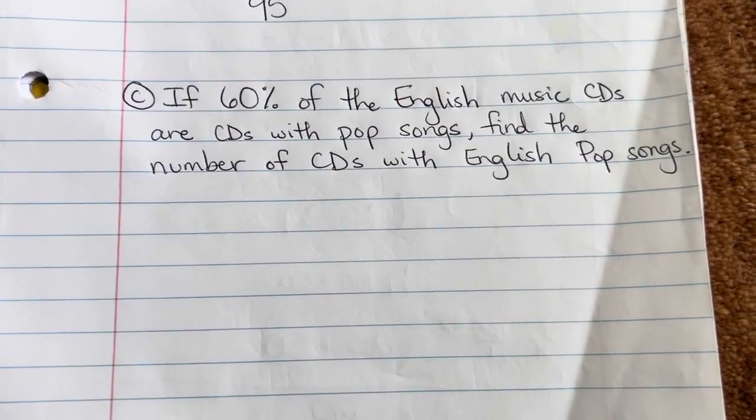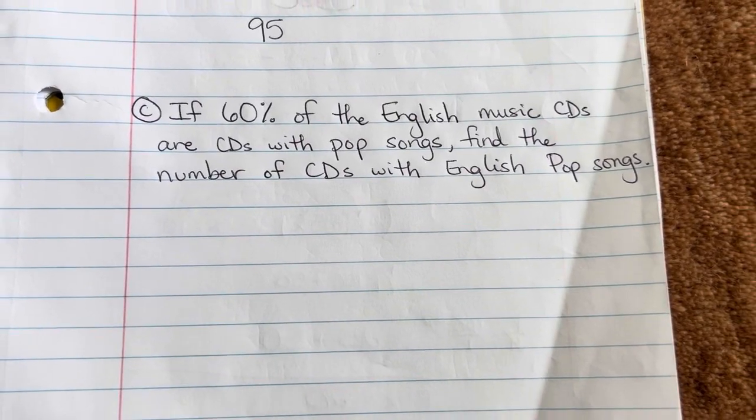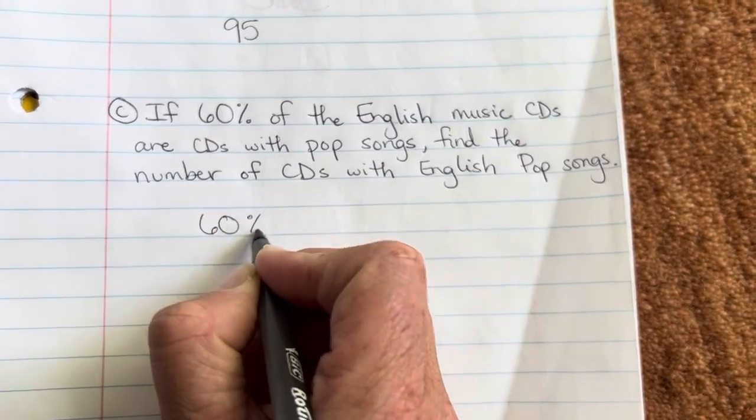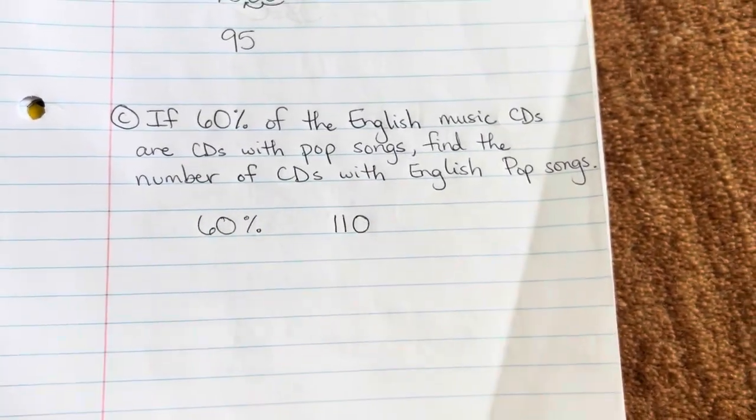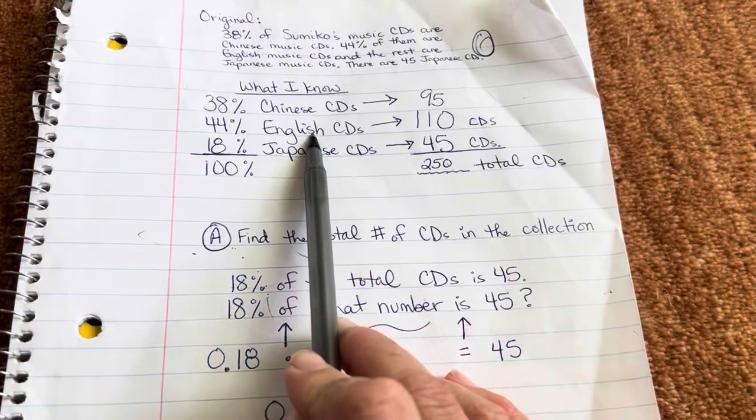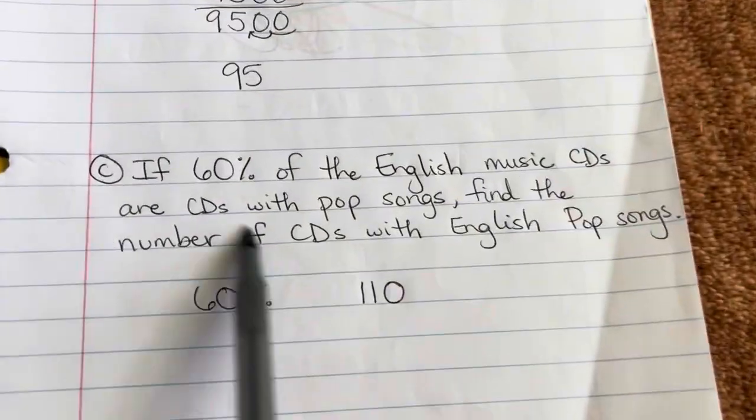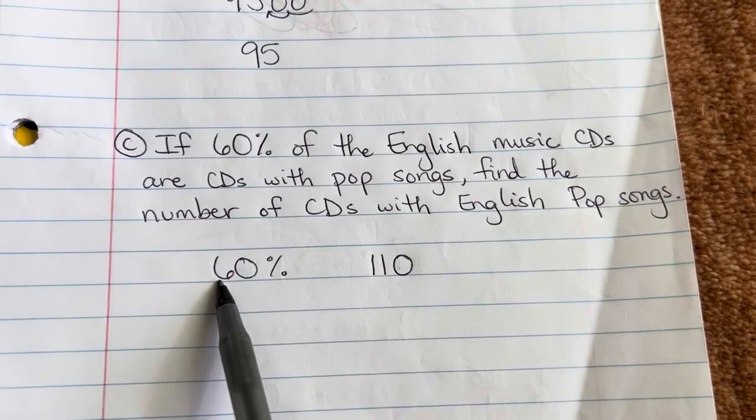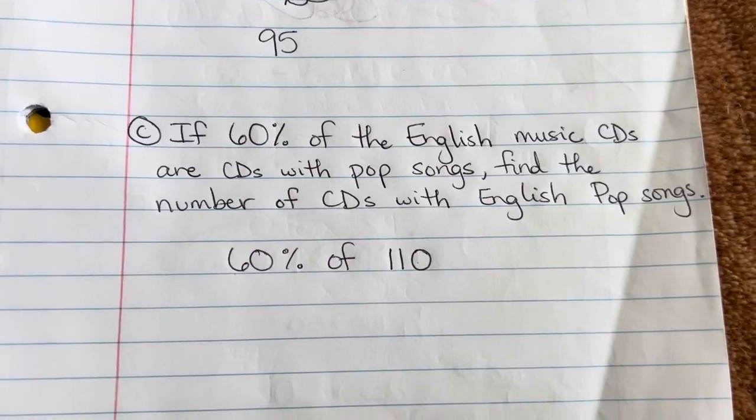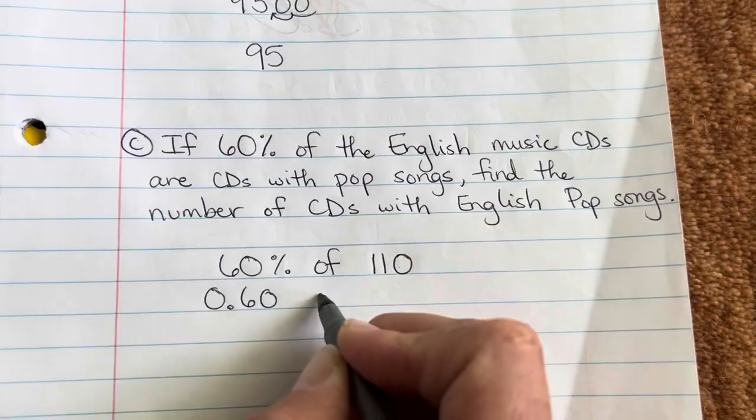If 60% of the English music CDs are CDs with pop songs, find the number of CDs with English pop songs. So based on our other chart, we know that there are 110 music CDs that are English. And I want to know, of these 110, 60% of them are pop songs. So we turn our percent into a decimal.